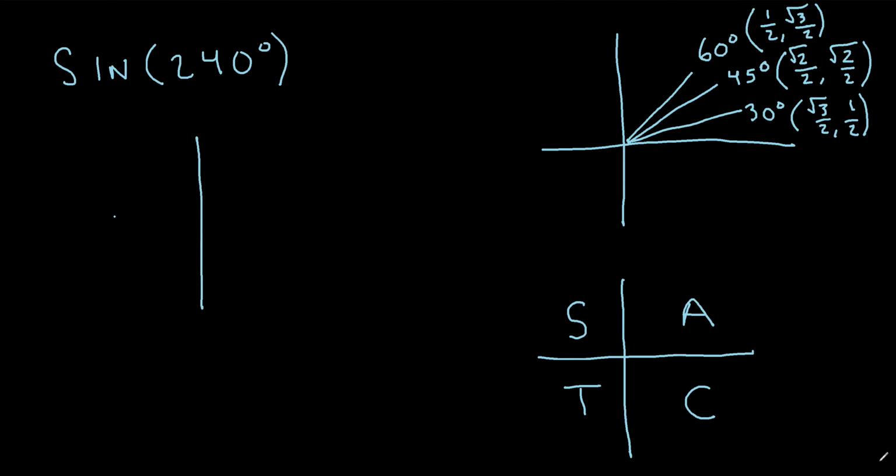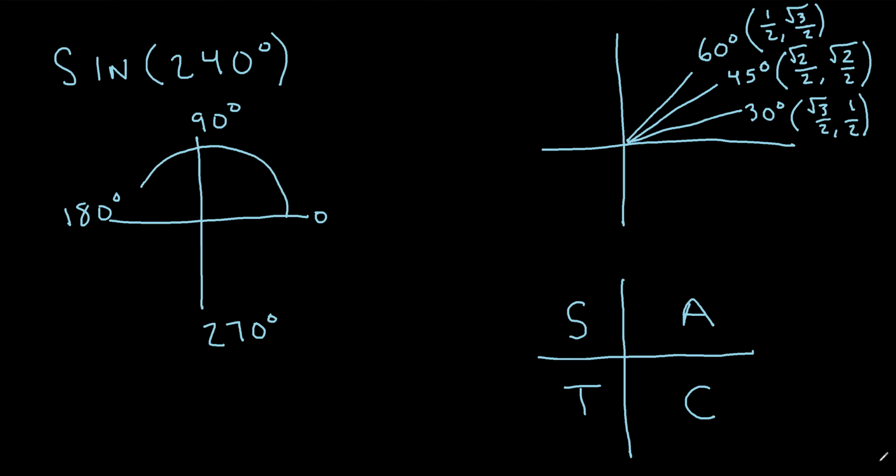So if we think about our unit circle, here's 0, here's 90 degrees, 180, and 270. The sine of 240 degrees, if we draw that angle starting at 0, we'll go all the way around here, and we'll stop somewhere out here. So 240 degrees lands right here. To find the sine of 240 degrees, it helps if we can find our reference angle.